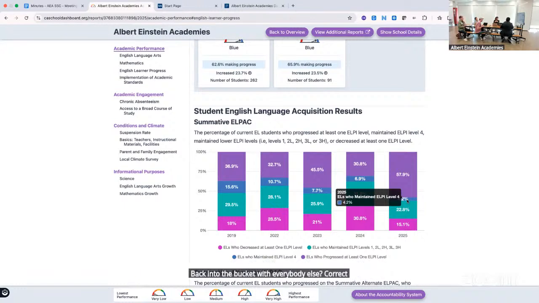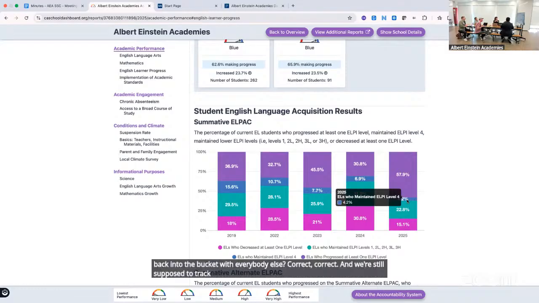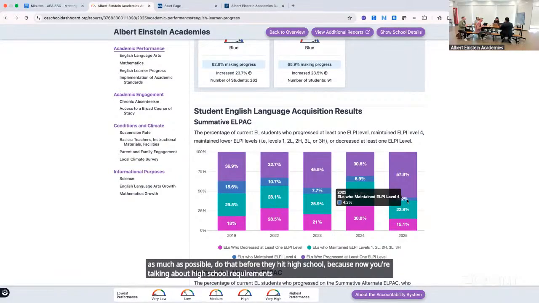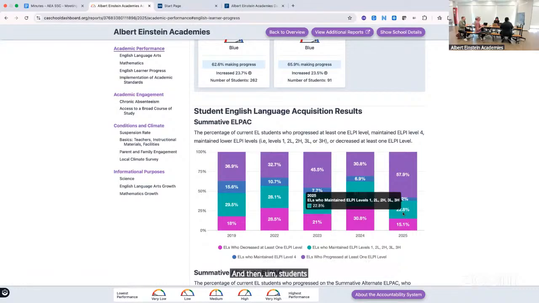Yeah. Correct. And we're still supposed to track that year over year. That makes sense. But these are the students we want to target because that means that's low hanging fruit. We can get them over the edge, right? Yeah. And we want to, as much as possible, do that before they hit high school. Because now you're talking about high school requirements, and it just makes it that much harder for a kid to graduate, right? And then students who maintained 1, 2, or 3.